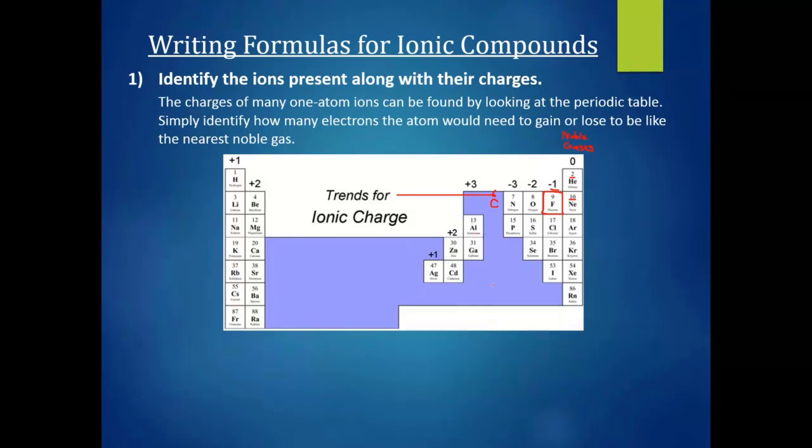Now, you'll notice that this big blue section here encompasses all these elements. These elements are referred to as transition elements because they can have multiple charges, okay? And because they can have multiple charges, there's no way to predict what their charge is going to be by looking at the periodic table. So instead, we have to figure it out in other ways.